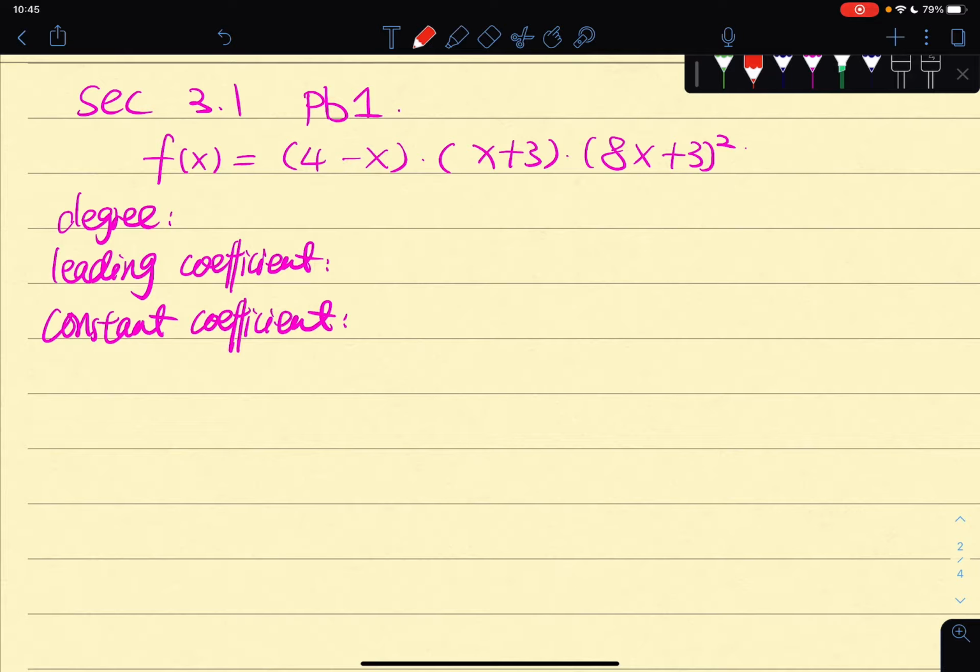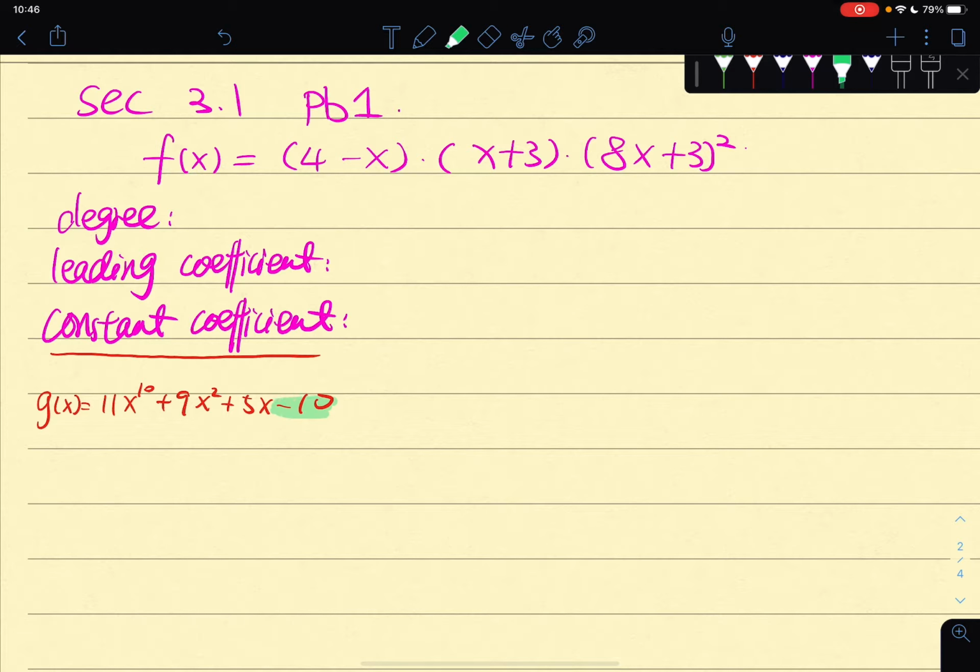This is a quick explanation for section 3.1 problem 1 in the homework. So first of all, I want to clarify what exactly is a constant coefficient. If your function reads as 11x to the 10th plus 9x squared plus 5x minus 10, the last term, where there's no x involved, is a so-called constant term, because this whole thing is a constant. There's no variable involved in it.